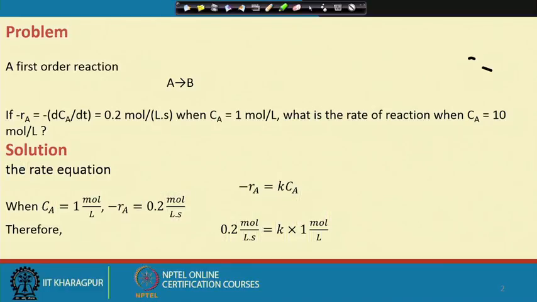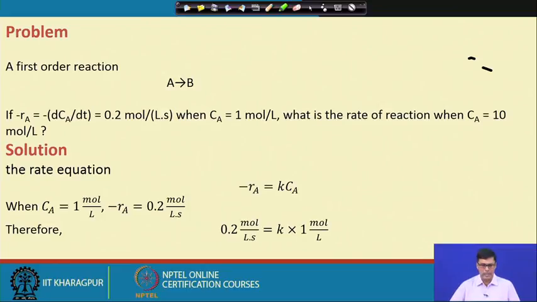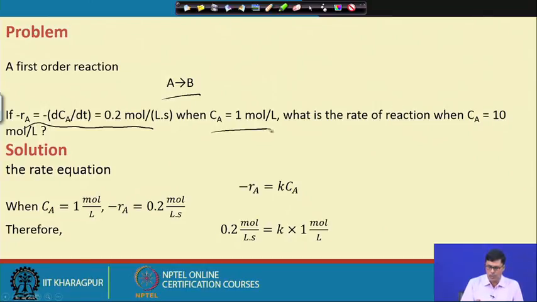Now, today I am going to discuss some numerical problems. Four numerical problems I am going to discuss in this lecture, and the first numerical problem deals with a first order reaction. It is a very simple reaction, A to B, and the rate of reaction is given as 0.2 moles per liter per second, when Ca equal to 1 mole per liter. What is the rate of reaction when Ca equal to 10 mole per liter?